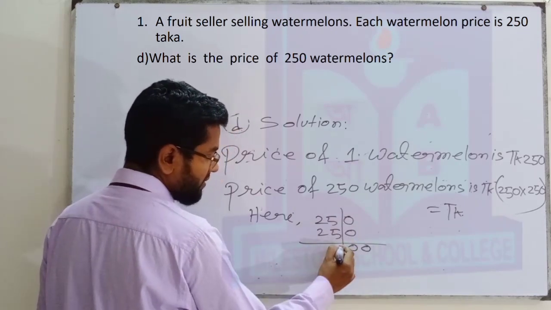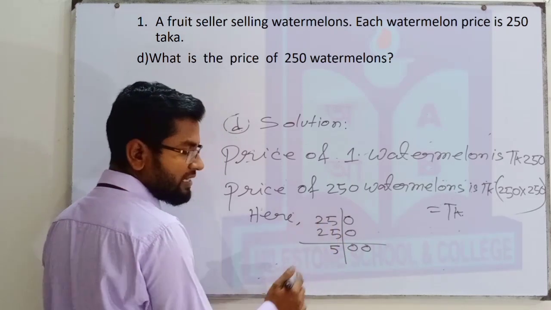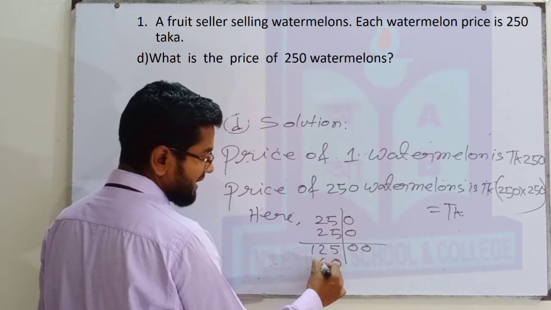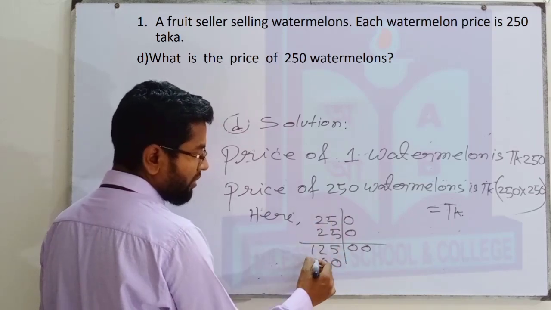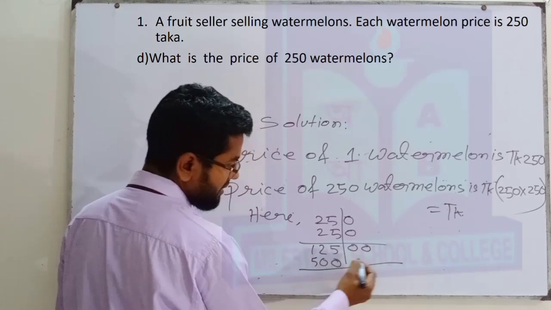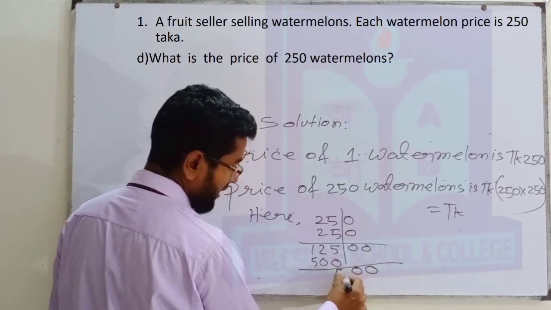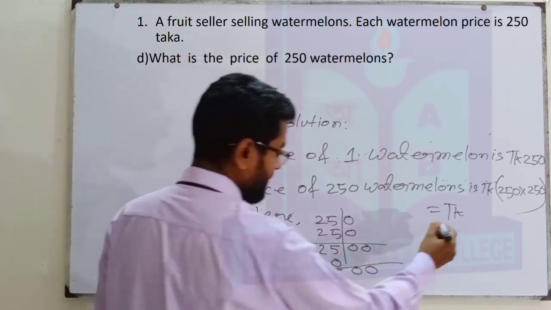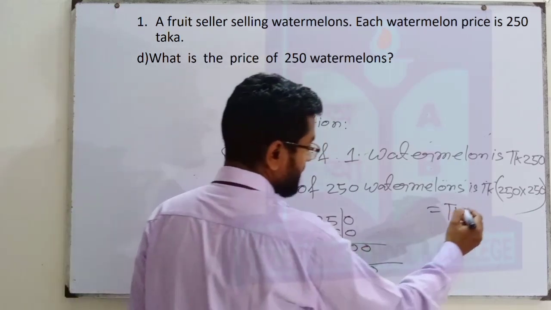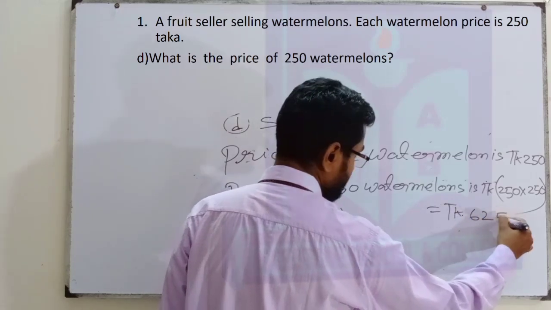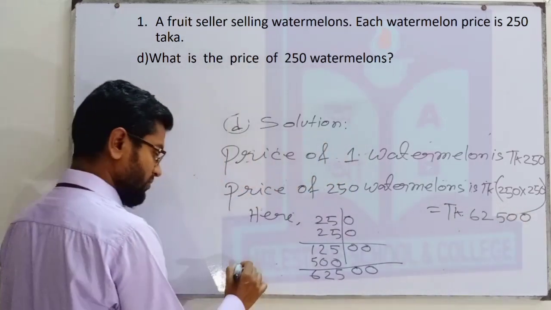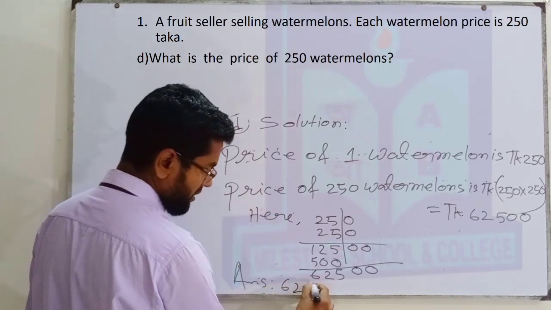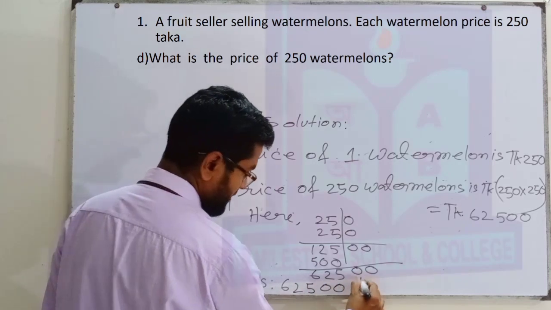5 5s are 25. 2 is carrying. 5 2s are 10 and 2 is 12. 1 step 0. 2 2s are 4 and 1 is 5. Now add it. 0, 0, 5, 2, 6. So what will be here? 62,500. Then you will write the answer: 62,500 taka.